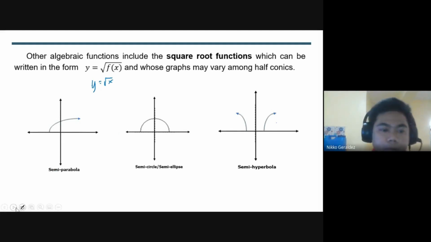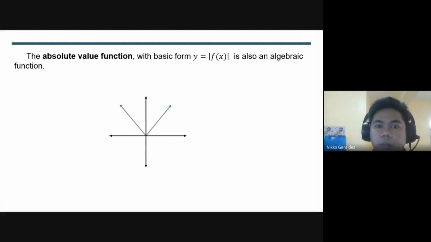So next, the absolute value function. So that is y is equal to absolute value of f of x. So ang graph niya is V. Ano yung domain niyo dyan? So domain mo, all real numbers. Yung range mo, ano yung range? Resulting values, 0 to positive infinity.